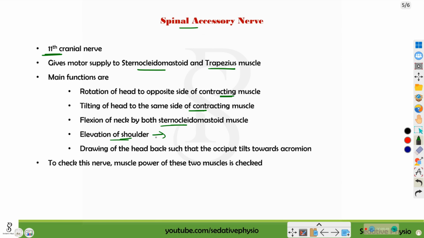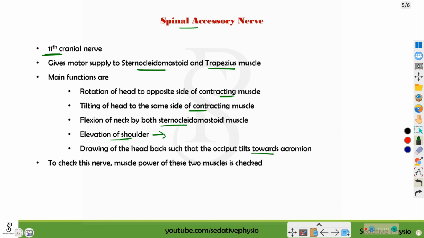Elevation of the shoulder is basically more seen with the trapezius muscle, and drawing of the head back such that the occiput tilts towards the acromion. So these five functions are some major functions for the sternocleidomastoid as well as the trapezius muscle. So to check the spinal accessory nerve, we have to test for these two muscles. We have to check the muscle power of these two muscles.